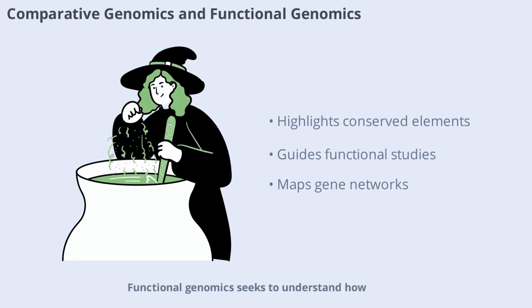Functional genomics seeks to understand how genes and non-coding regions contribute to phenotype. Comparative genomics provides context by highlighting conserved and divergent elements, guiding experiments that reveal gene function, regulation, and interaction networks. This synergy deepens our understanding of genome biology.